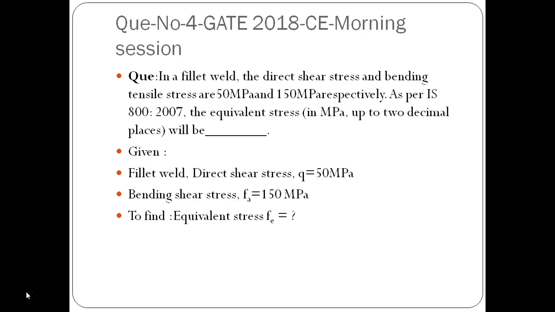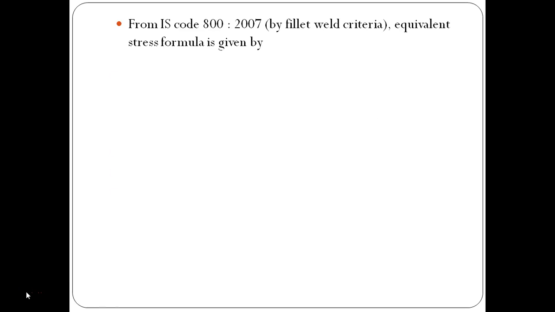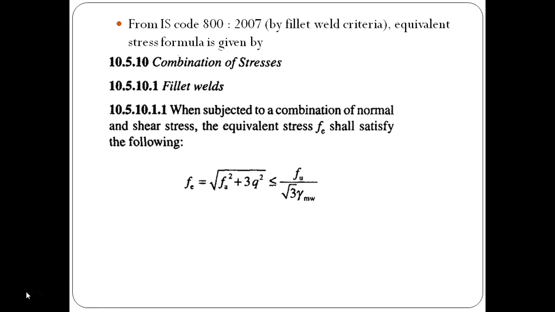So here there are two given parameters, direct shear stress and bending stress. From that, equivalent stress is to be calculated. So if we just see this particular clause 10.5.10, which is related to combination of stresses, fillet weld. It says that when subjected to a combination of normal and shear stress, which is our case, where we have both normal stress as well as shear stress.